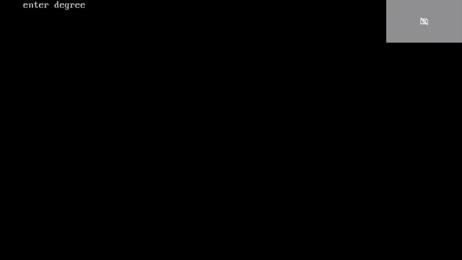So here is the output screen. It is the effect of clear screen. See, no junk value or other output is there. I am getting a fresh screen. So enter the degree here. I am entering the degree as 90.